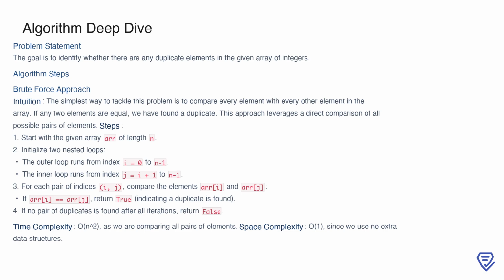If we find any pair of elements that are equal, we return true, indicating a duplicate exists. If, after all possible comparisons, no duplicates are found, we return false. However, this approach has a major drawback: its time complexity is O(n squared), because we are comparing all possible pairs in the array. While it doesn't require extra space, this inefficiency makes it impractical for larger datasets.